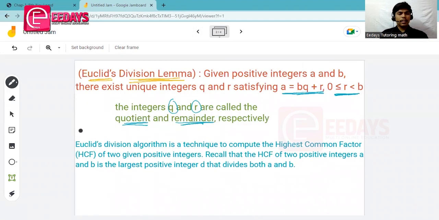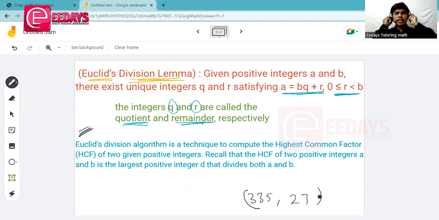Yeah. Now the condition for HCF. Observe carefully. Euclid division algorithm is a technique to compute HCF. HCF is nothing but highest common factor. So for two integers, let's say they are given 27 and 335. So these are the two numbers. You need to find the HCF, highest common factor.